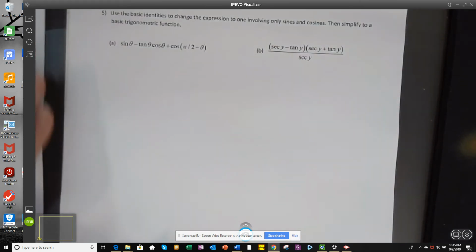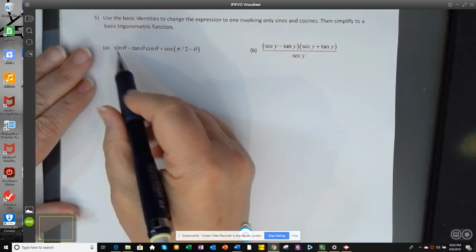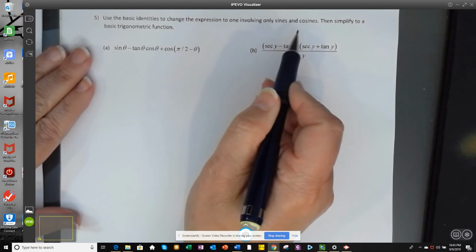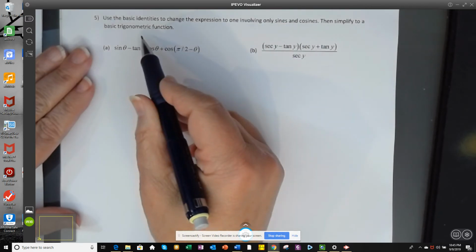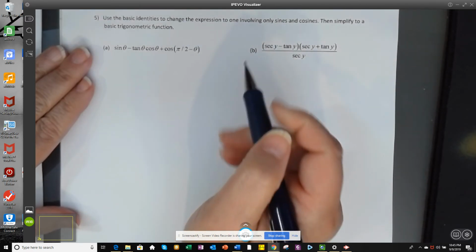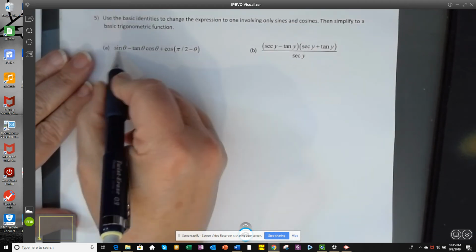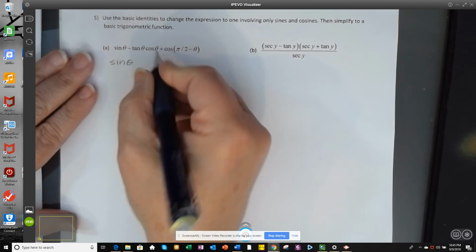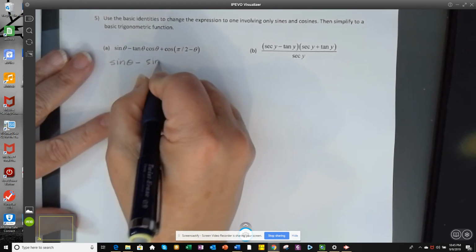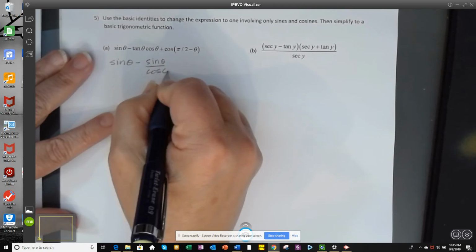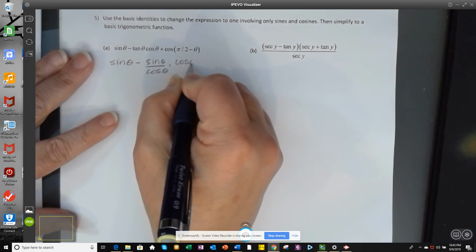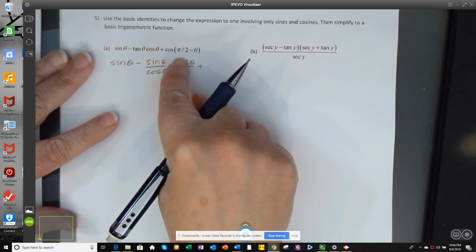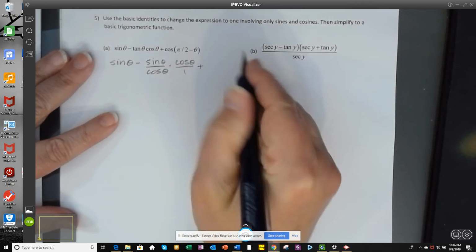Practice makes you better. All right, number 5 says use the basic identities to change the expression to one involving only sines and cosines, then simplify to a basic trig function. Okay, well, sine theta you can't really change. Tangent I can change to sine theta over cosine theta times cosine theta. This is really over 1. Plus, well, the cofunction identity for cosine of pi over 2 minus theta is sine of theta.